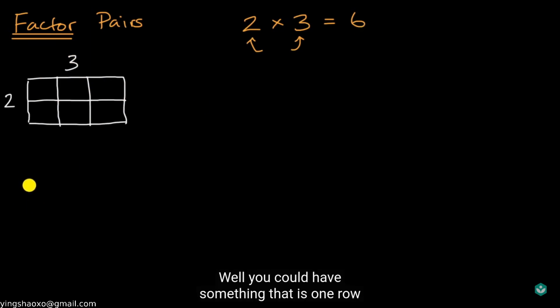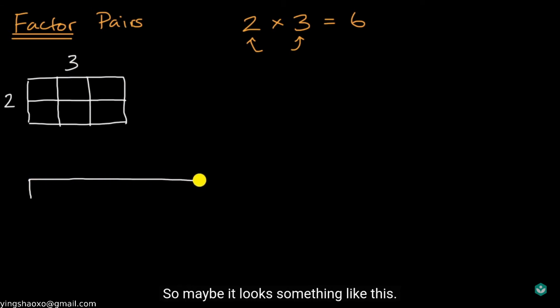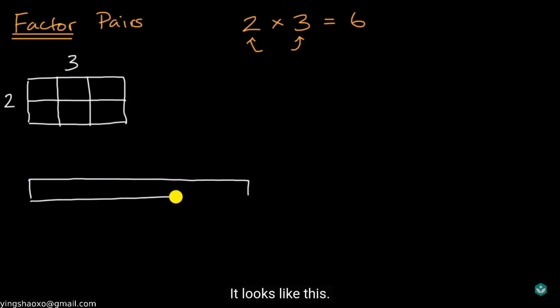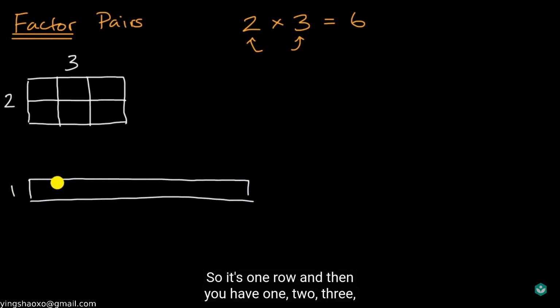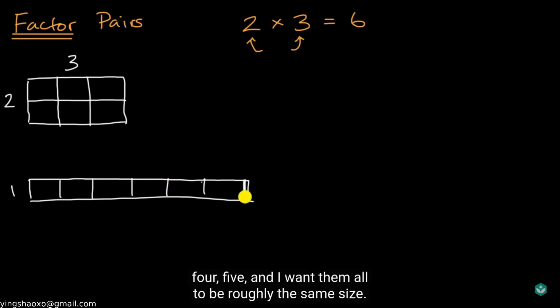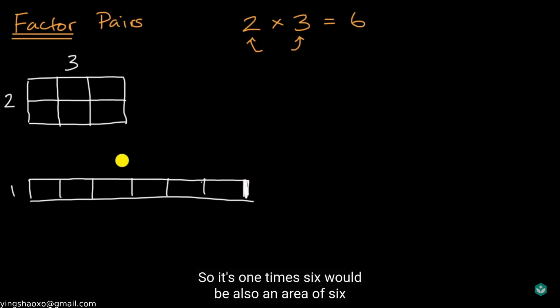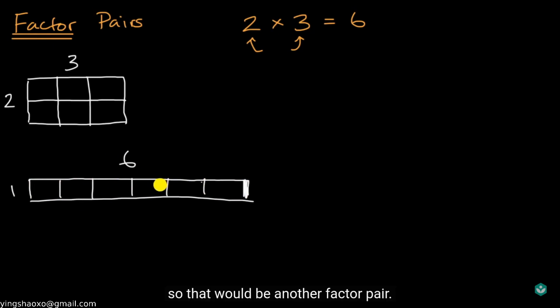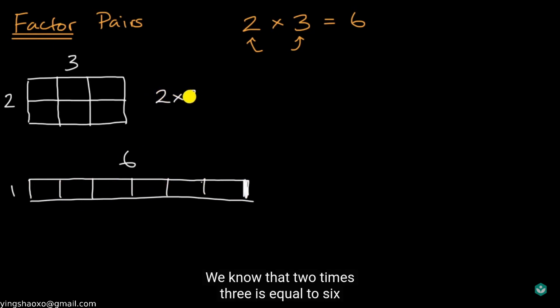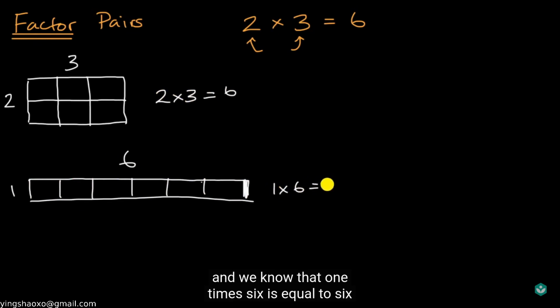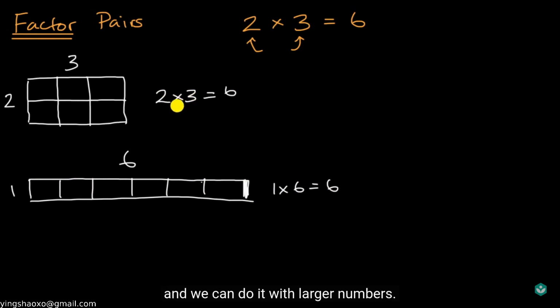Now, what are other ways to get to an area of 6? Well, you could have something that is 1 row, but then it has 6 columns. So maybe it looks something like this. 1 row, and then you have 1, 2, 3, 4, 5, 6, and I want them all to be roughly the same size. So 1 times 6 would also be an area. So that would be another factor pair. We know that 2 times 3 is equal to 6, and we know that 1 times 6 is equal to 6. And these are actually the two factor pairs for 6. And we can do it with larger numbers.